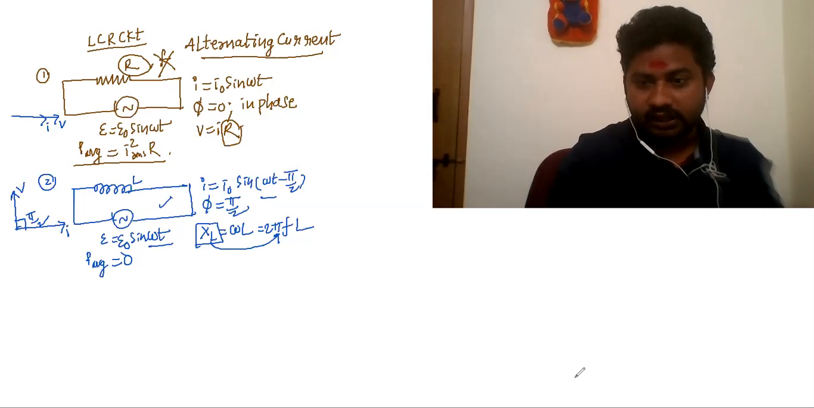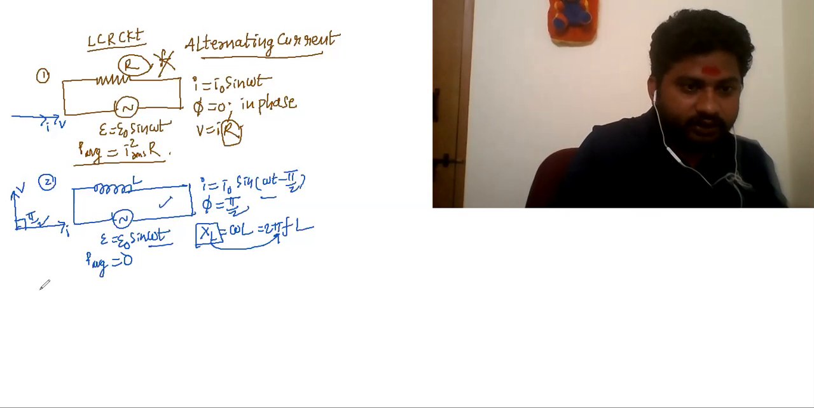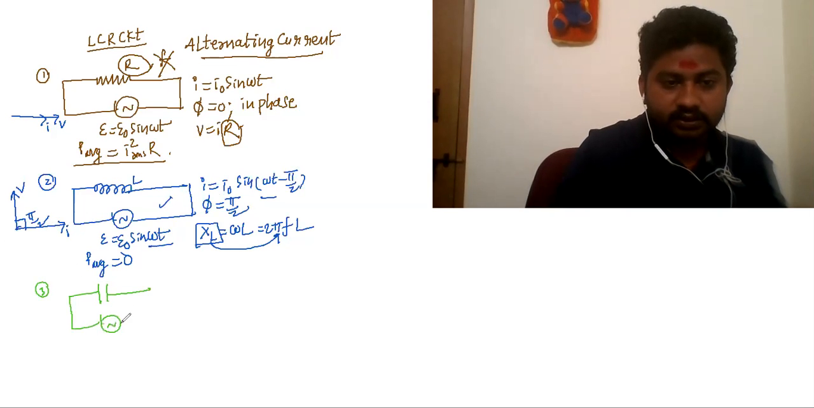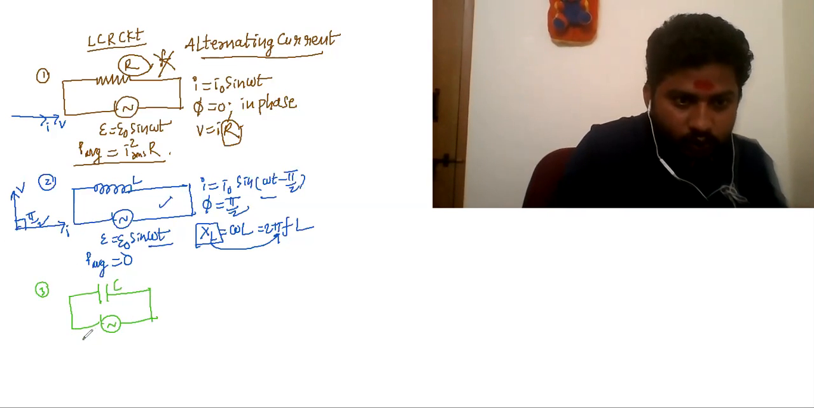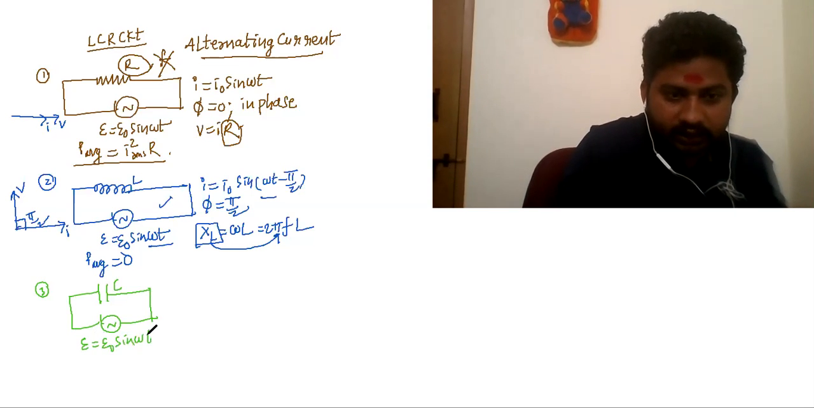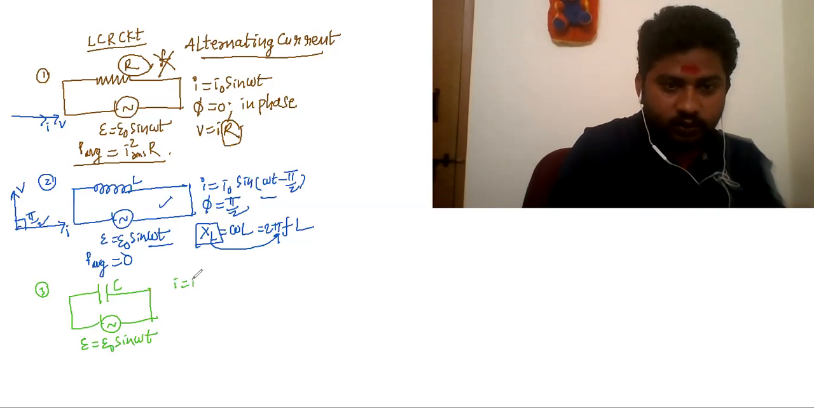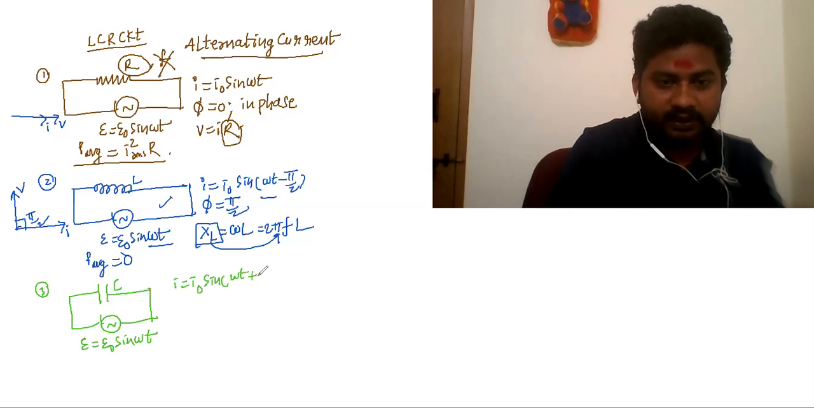Now the third case, let us discuss. What is the third situation, my dear children? There is a capacitor connected to an alternating source, a capacitor whose capacitance is C. In this case also E is equal to E naught sine omega t. When the source is on, we get the current value I equal to I naught sine omega t plus pi by 2.